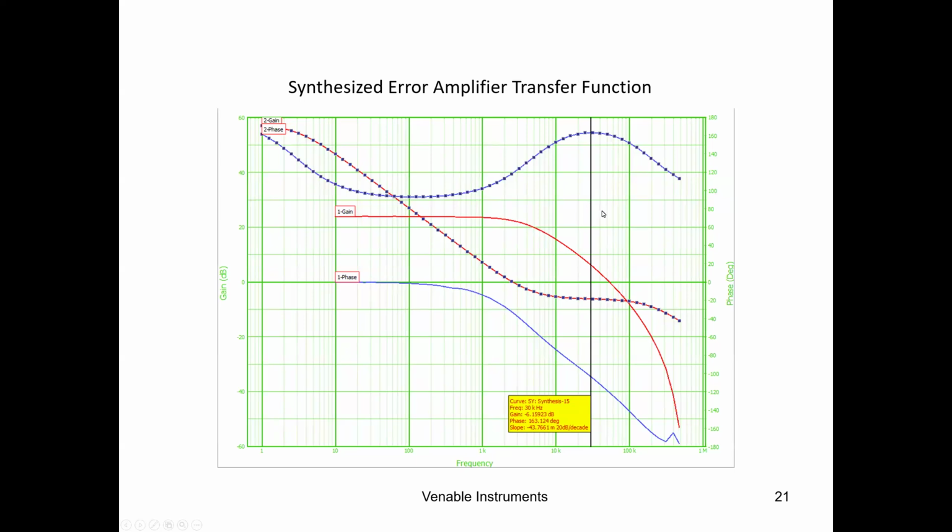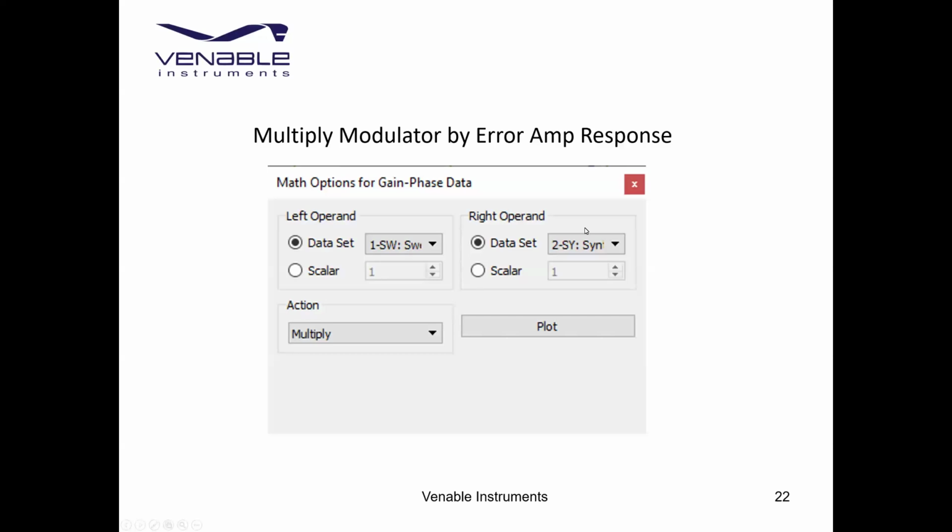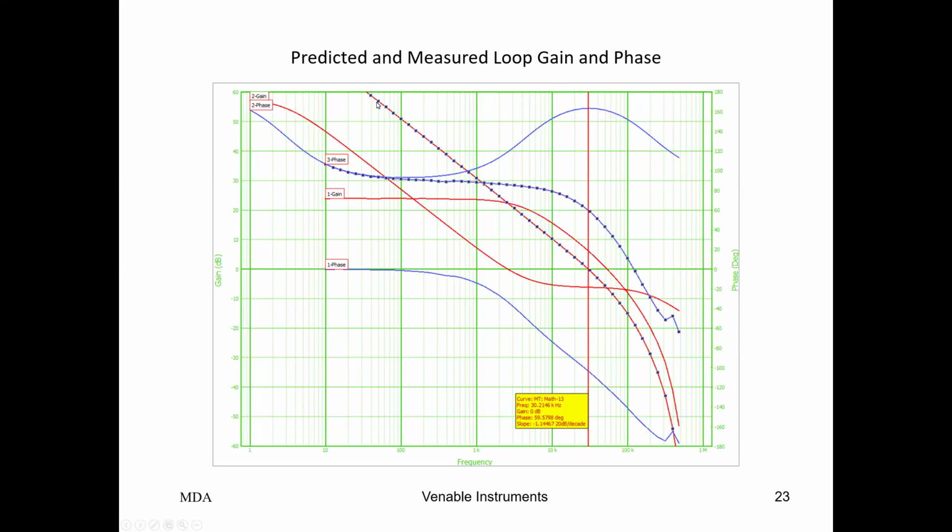So this is the synthesized error amplifier. And then I would go to our math menu and multiply data set 1 by data set 2 and tell it to plot that. And here is my predicted plot for this, and it's fairly close. It's almost 60 degrees. The frequency crossover's a little bit off, but a lot of that has to do with the rounding of the components.